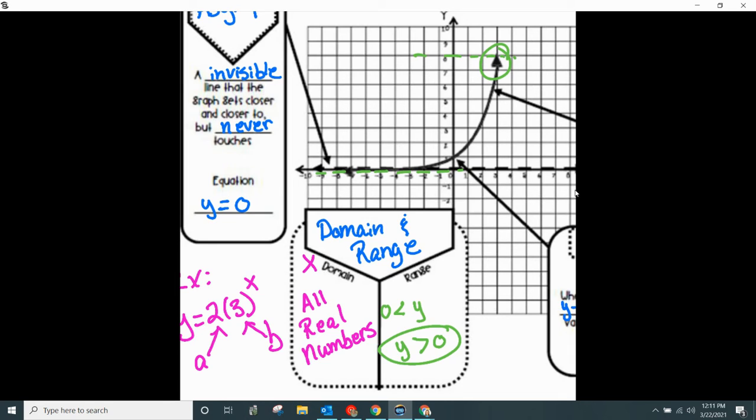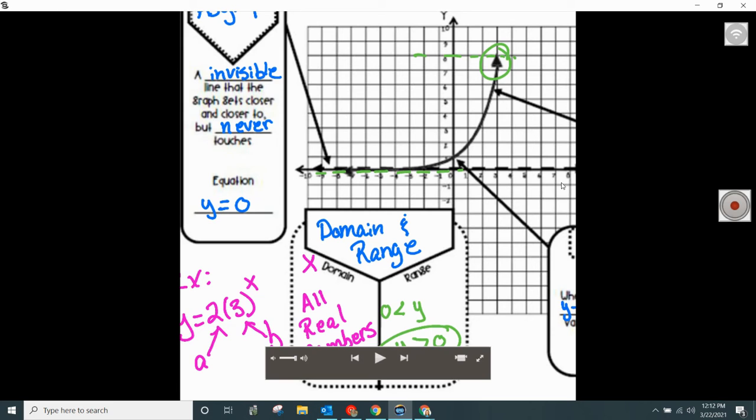So there's your domain. It takes up all the x's. It goes forever and ever left and right. But it'll start at the asymptote, which it can move. It doesn't always have to be 0, but for this one, the parent one, it's 0, and it goes up from there. It's all the y values that start at 0 and go up. Everything greater than 0. Okay, so this is your key features here.